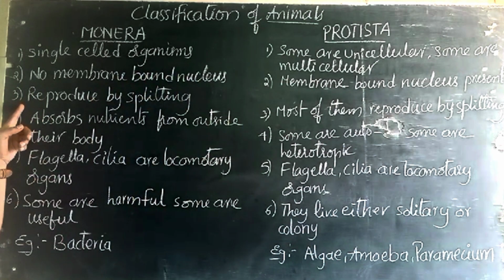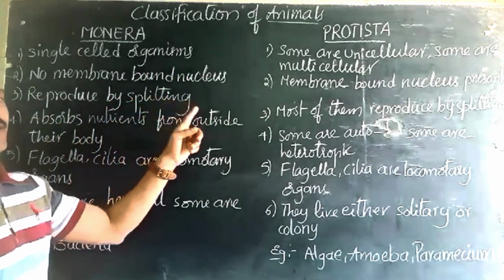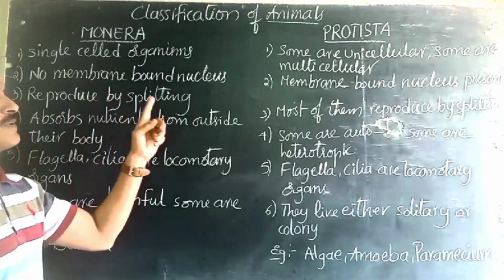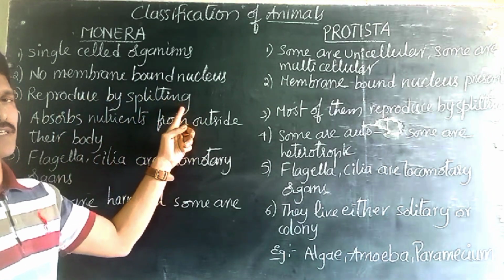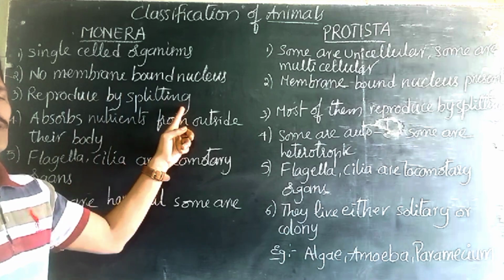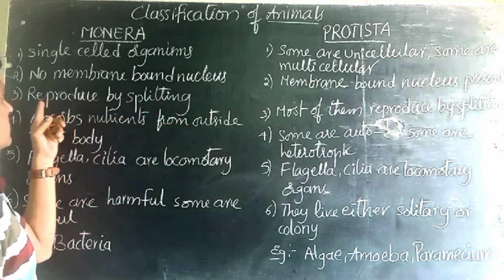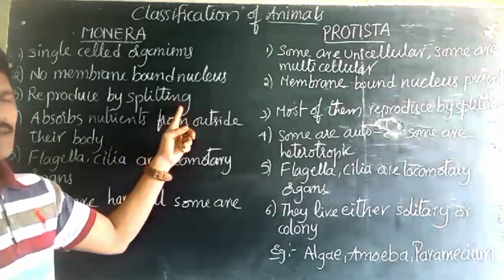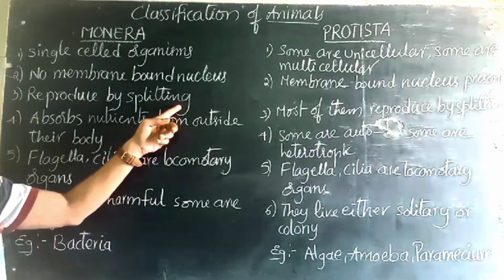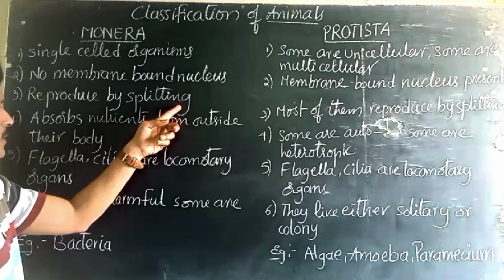Later, these organisms reproduce by splitting. The parental organism can split and produce two daughter cells, generally called binary fission. So these organisms reproduce by the splitting method. It's a kind of asexual mode of reproduction.